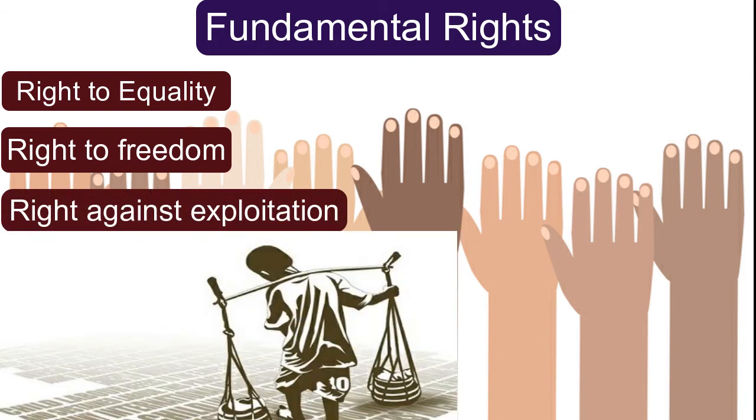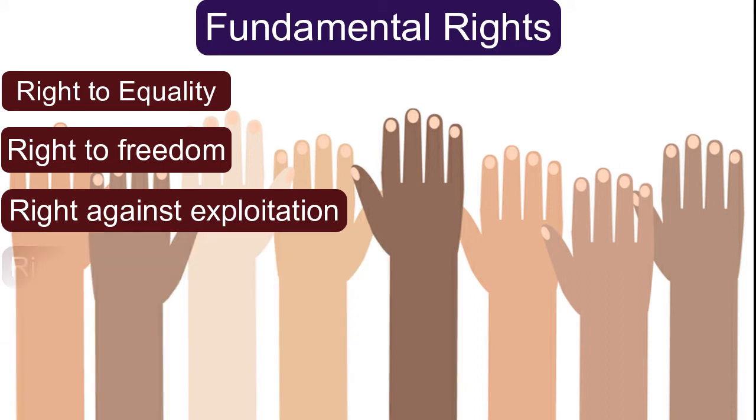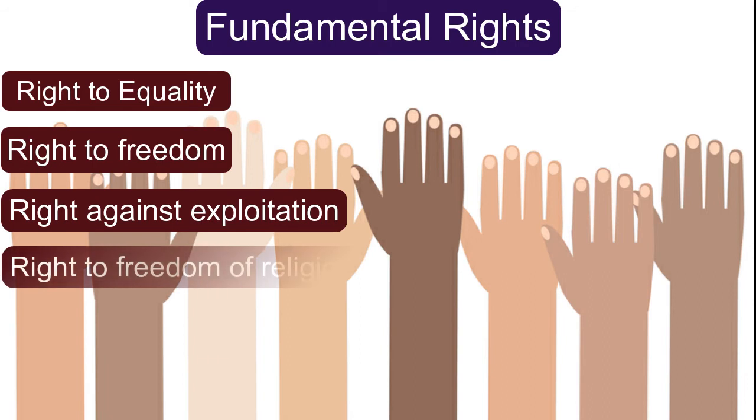Next right is right against exploitation. It prohibits all form of forced labor, child labor, and trafficking of human beings. Next right is right to freedom of religion. It includes freedom of conscience and free profession practice, propagation of religion, and freedom to manage religious affairs.